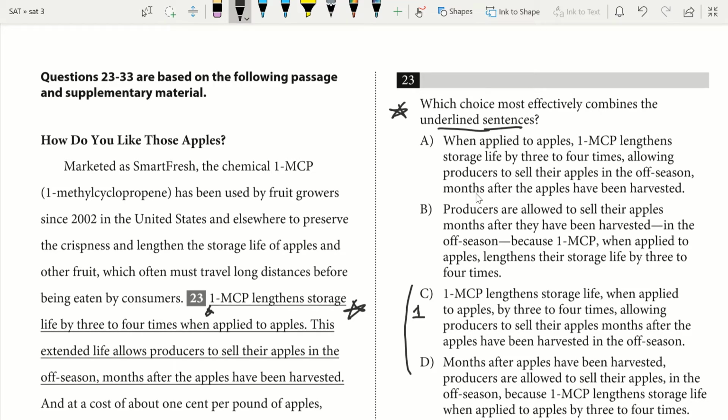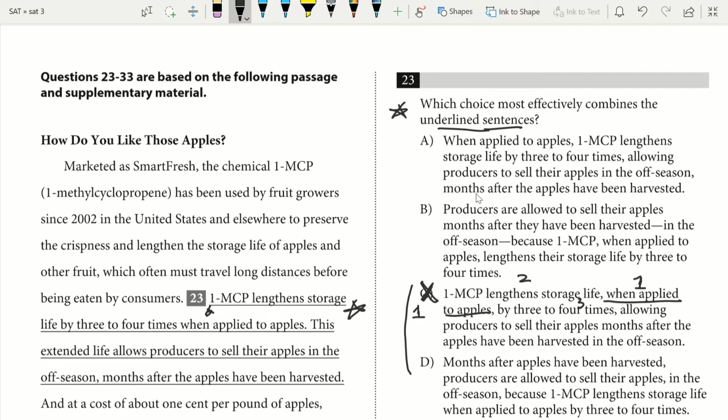1-MCP lengthens storage life when applied to apples by 3 to 4 times. Well, 1-MCP lengthening the storage life comes after it's applied to apples. The most logical sequence would have us apply to apples first, which then lengthens our storage life by 3 to 4 times, right? So this one doesn't follow as good of a sequence of events as we'd like.